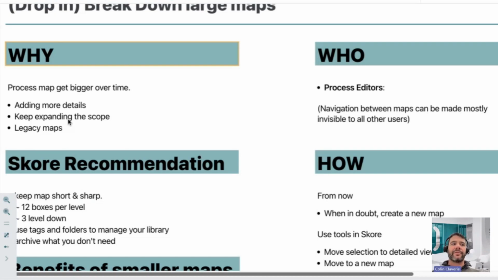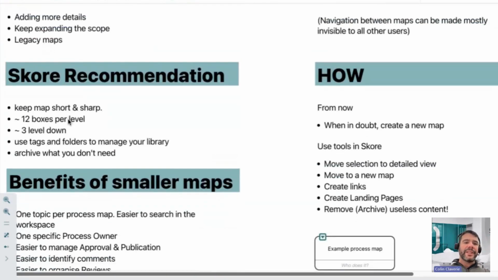Another part where we see a lot of massive maps is when we have converted legacy processes. In the legacy version of Skore, it was indeed quite convenient for reporting and all the business tools to have one single process map. But we don't need to do that in Spinnaker anymore. We can have smaller maps and then use the business tool with a scope. So the recommendation is to keep maps short and sharp.